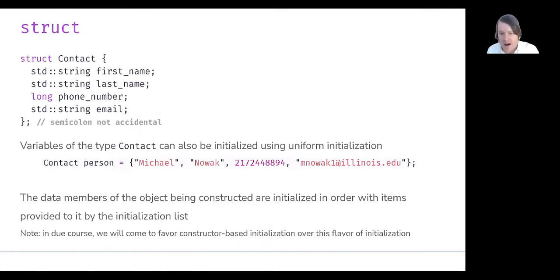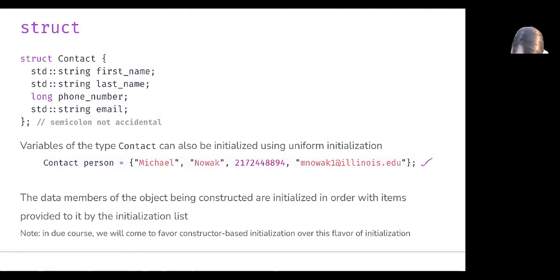They're going to take on from this, the point of declaration forward. First name will have Michael, last name will have Nowak, phone number will have my office phone number, email will have my email. Everything is initialized. The object's fields start out with well-defined values.